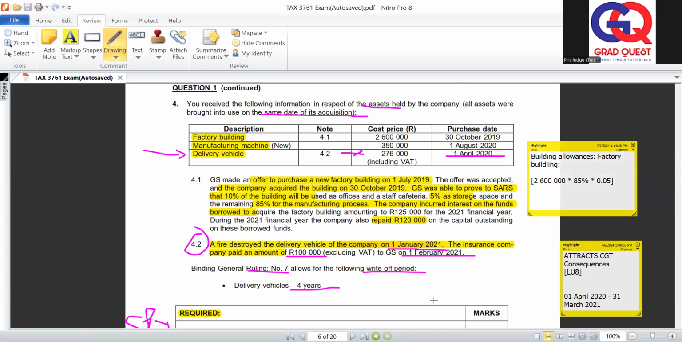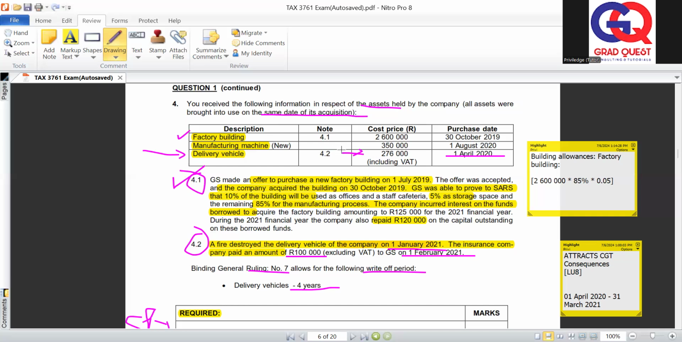The only provisions that we are allowed to claim building allowances on are administrative buildings, commercial buildings, and what else? Residential units. Not buildings that are used for storage purposes. So that's why I'm not going to account for that aspect about storage. Why? Because in this case, we are not given any provisions of the Income Tax Act that account for that. So we are not going to deal with that 5% portion. As far as we're concerned, we're done with the factory buildings. We're done also with the delivery vehicle. So the only one that we are left with now is the manufacturing machine.